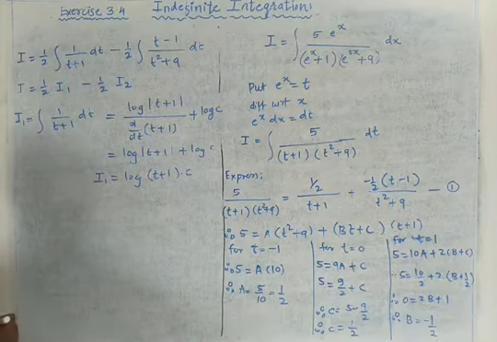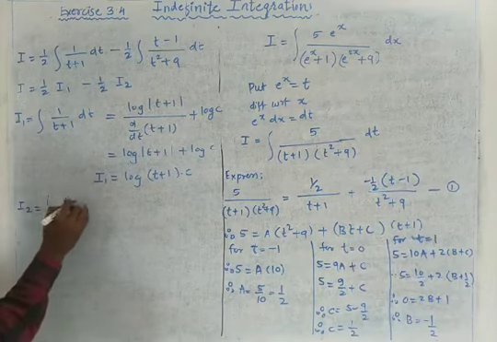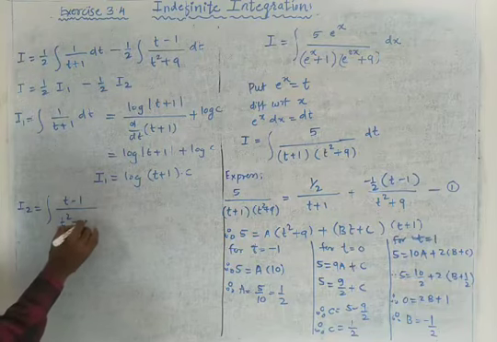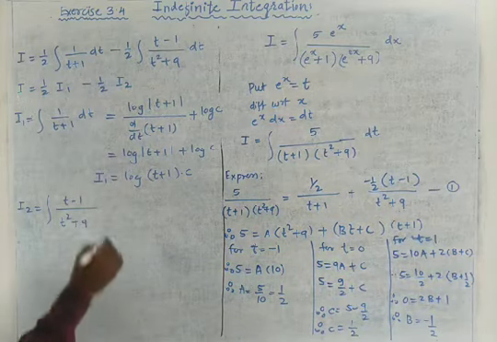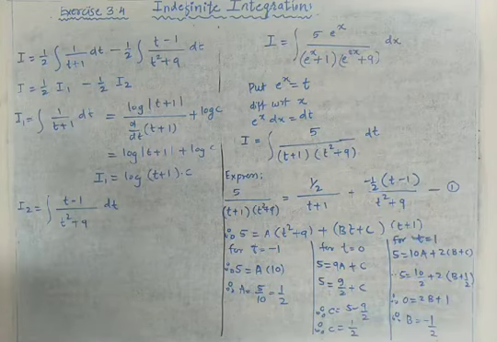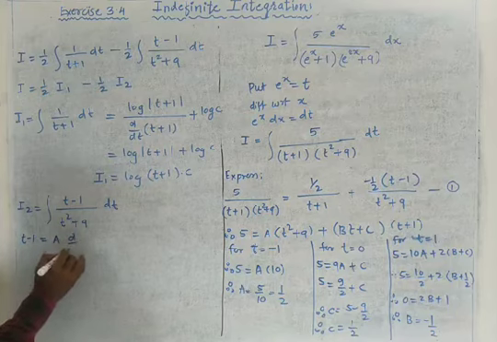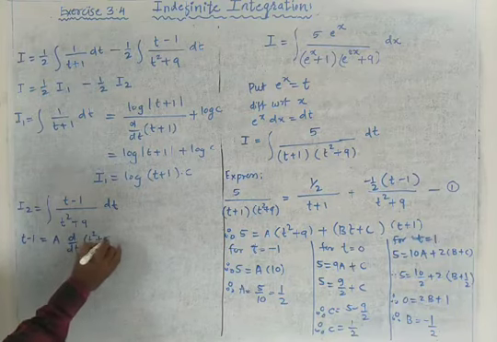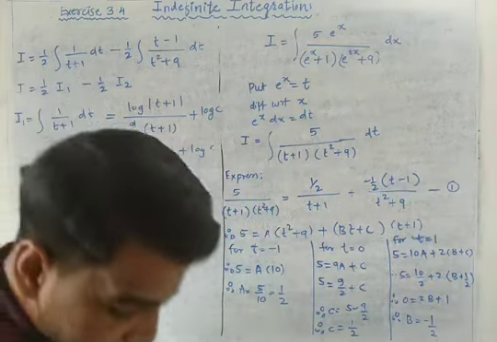Get it? Now we are going to find value of I2. So for I2, integration is t minus 1 upon t square plus 9. Get that? Now here we are going to use p plus q upon ax square plus bx plus c formula. With respect to that, we are going to write this equation. Okay, so now t minus 1 is equal to a into d dt of t square plus 9 plus b. Okay, so again we are going to find these values of a and b. These are the parts separate, this part is separate.